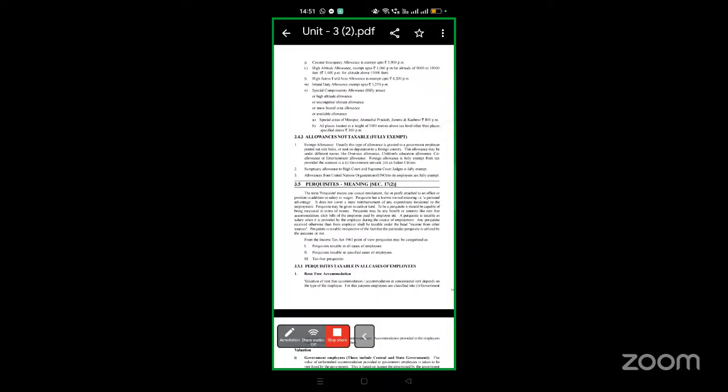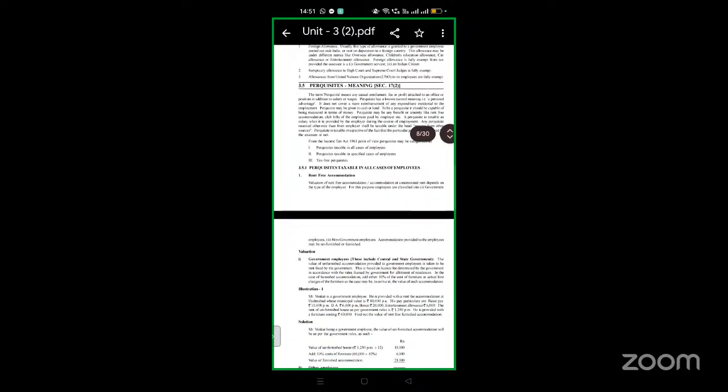Under that, the last one is allowances that are fully exempt. So what are the allowances that are fully exempt? Allowances for a government employee posted outside India or on deputation in a foreign country, under different names like overseas allowance, are exempt from tax. Sumptuary allowance to High Court and Supreme Court judges is fully exempt. Next, allowances from the United Nations Organization for its employees are also fully exempt.